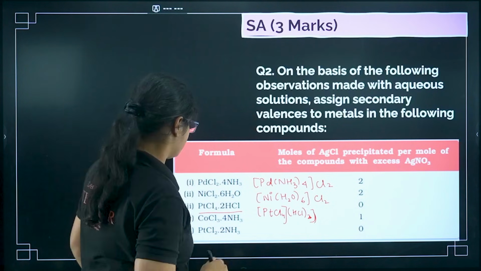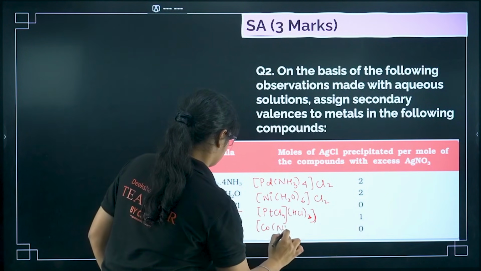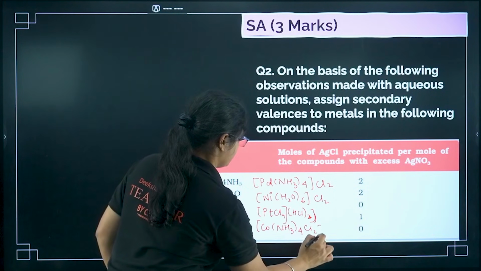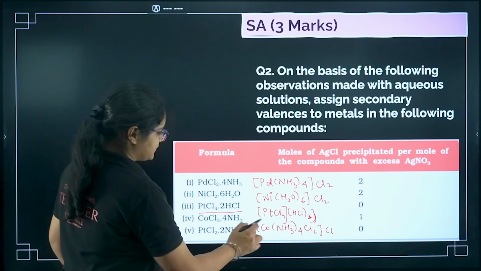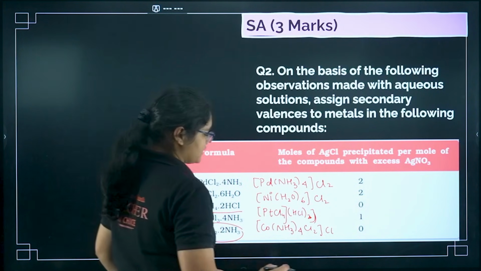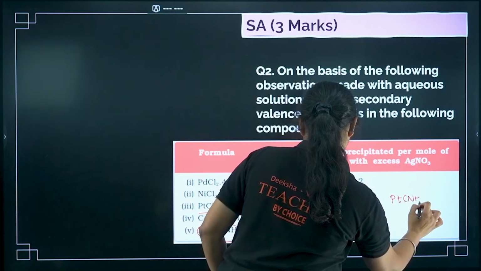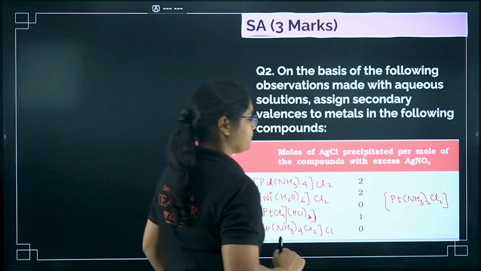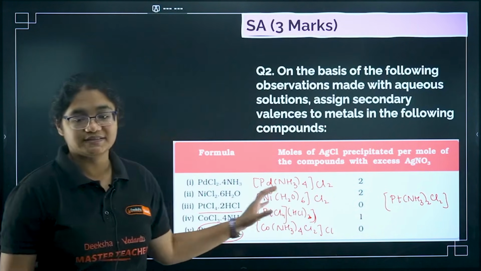Next you have 1 chlorine outside. So we have Co(NH3)4Cl2 and 1 chlorine outside. Okay, now we have here 0, so everything will be inside. Here the compound will be like this, Pt(NH3)2Cl2. Okay, understood this one? Now there is no chlorine outside, so there will be no precipitation.